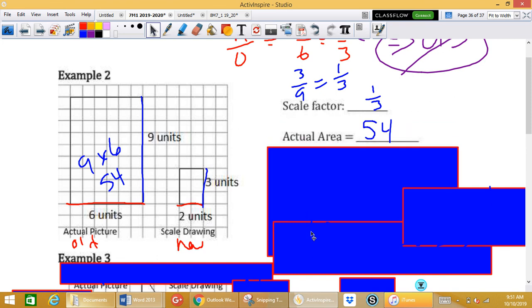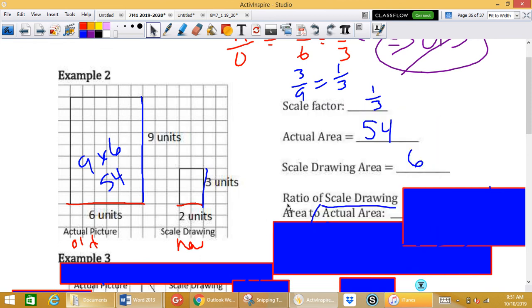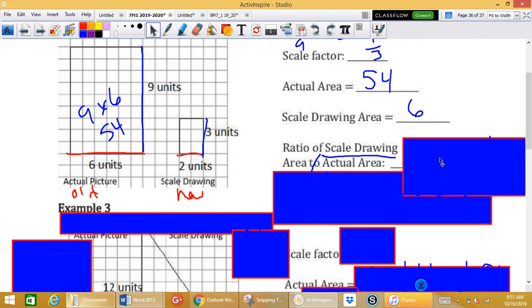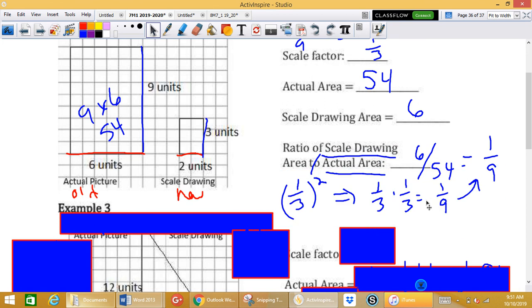The area of the actual is 54 because it's 9 times 6. The scale area is 2 times 3, which is 6. So now if I do the ratio of the scale drawing to the actual drawing, it's 6 over 54, which is 1/9. Well, if I take 1/3 squared, it'll be 1/3 times 1/3. We multiply straight across, so 3 times 3 is 9. So 1/3 squared is 1/9.